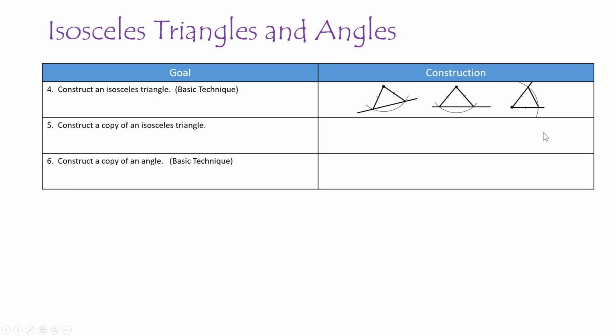That's the base of the isosceles triangle, and we're done. So now we're going to copy an isosceles triangle, which is just like copying a normal triangle.